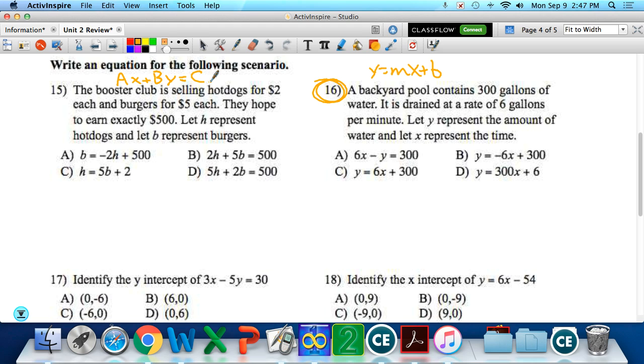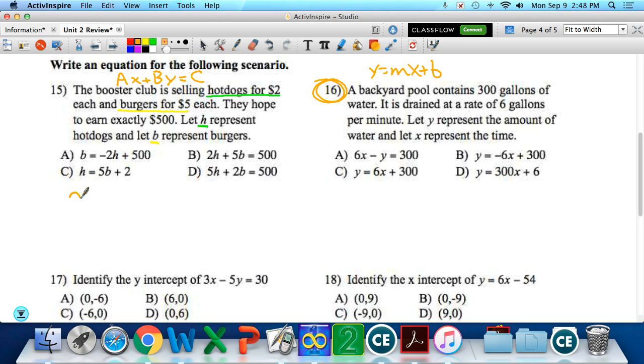So number 15 should be the easier one. Let's see how we do, okay? Selling hot dogs for $2. Well, I'm already kind of pairing these things up in my mind, and it said to let H represent that. I keep on scanning: burgers for $5, okay? And it said to let B represent that. And then our big final number is C. It's the total. It's what we want to earn, okay?